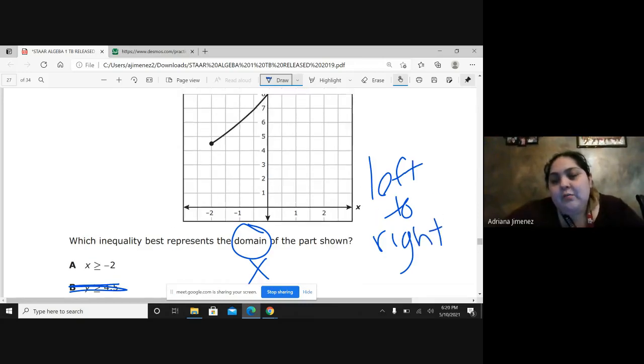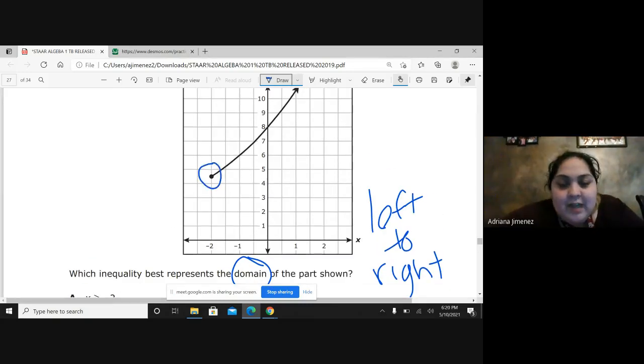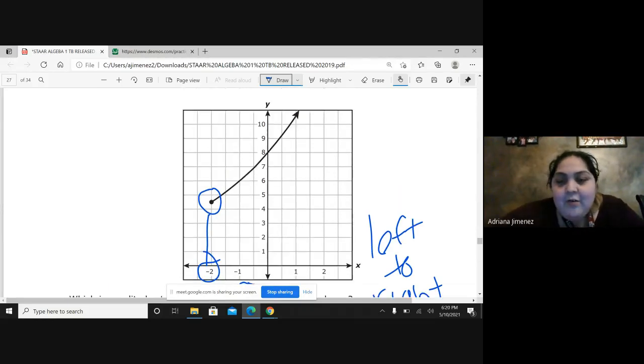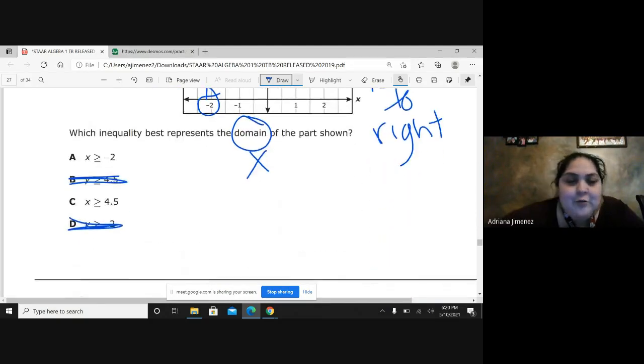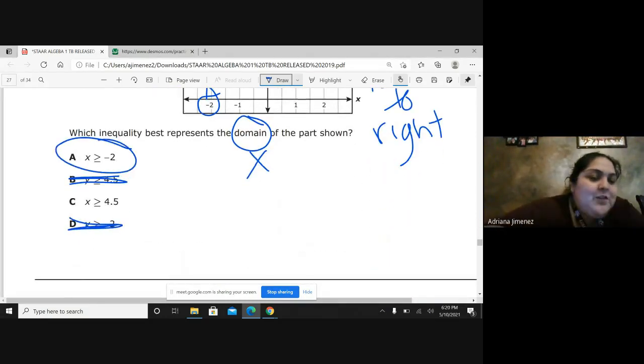Okay, so we go and we look. The left, which is that dot, is at negative 2. At the right, it has an arrow. So because it has an arrow, I can only have one number. So I go to it and I look for the one that has negative 2 in it. The arrow means that it keeps going on forever and ever. If you have a graph that has 2 arrows on the endpoints, then that means the graph continues going in both directions and your domain would be all real numbers.